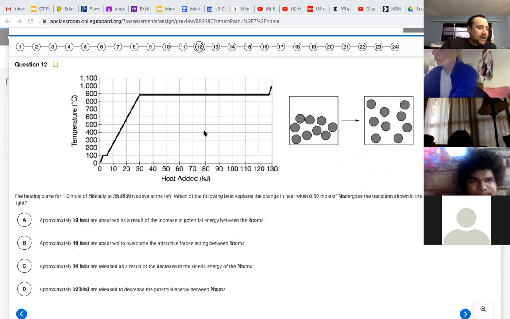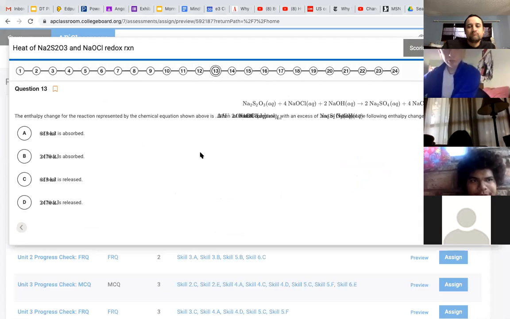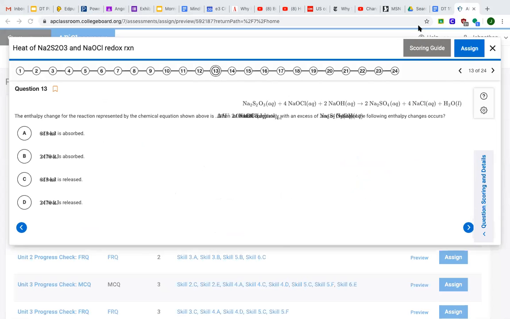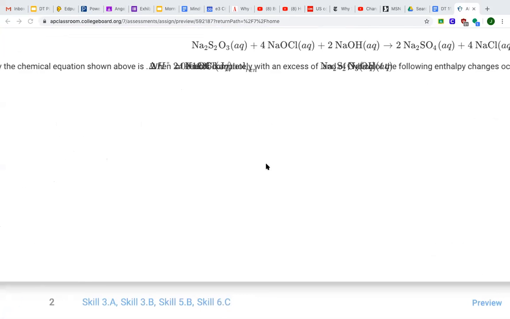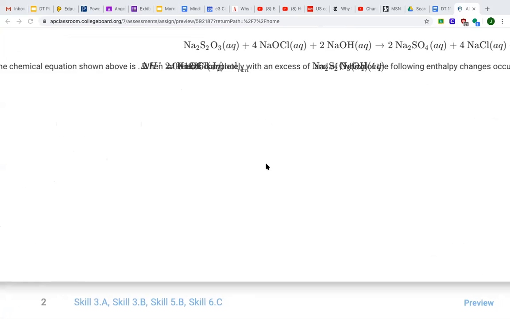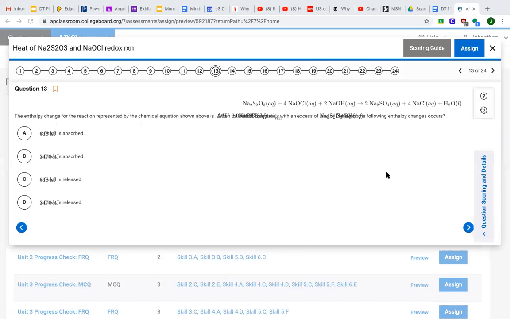Okay, so number 13. Man, this is absolutely brutal. I'm looking at this thing trying to figure it out. So the enthalpy change for the reaction represented by the chemical equation shown above is, oh gosh, delta H equals something with an excess. How do you even do this problem? You can't even see the, goodness. Which problem number is this? It's number 13. 13? Okay.